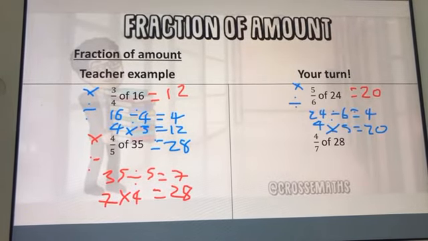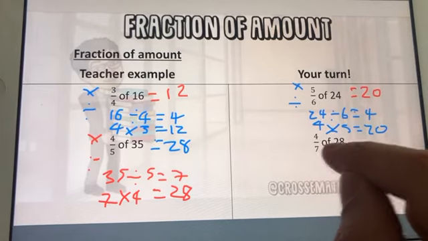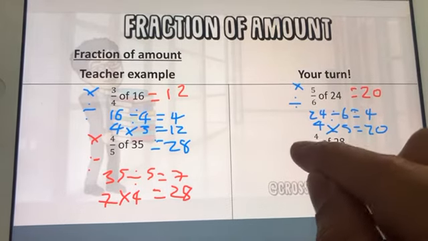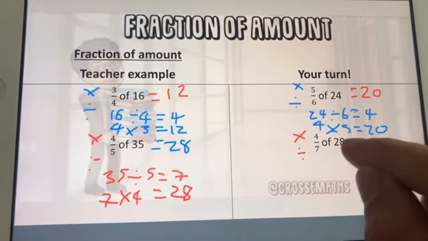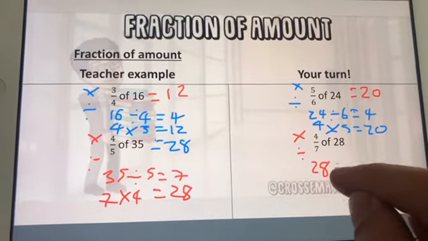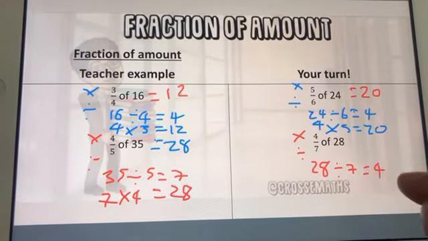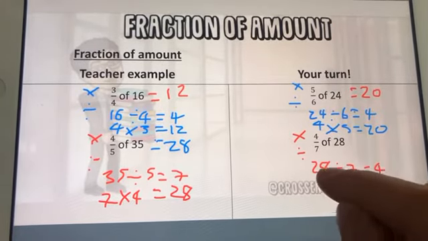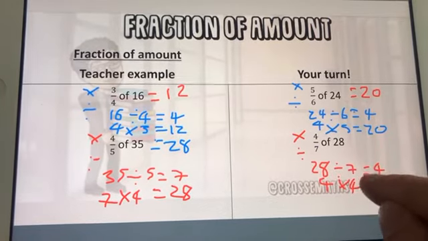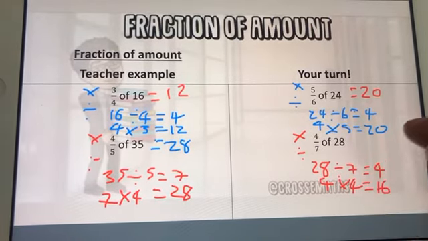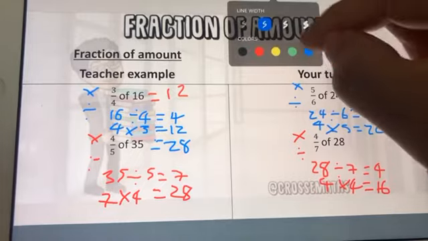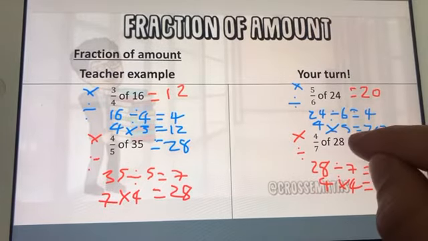Okay, same thing down the bottom. Okay, 4/7 of 28. I'm going to divide by 7 and times by 4. It's 28 divided by 7 gives me 4. And then I'm going to take this 4 and times it by the 4 that's on the top. 4 times 4 gives me 16. Okay, so my answer, 4/7 of 28, is 16.